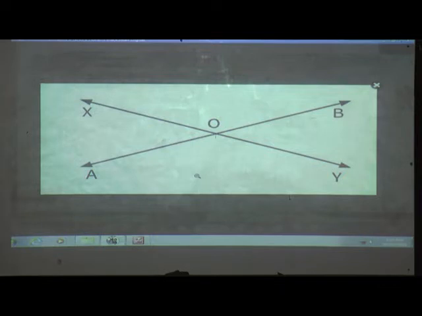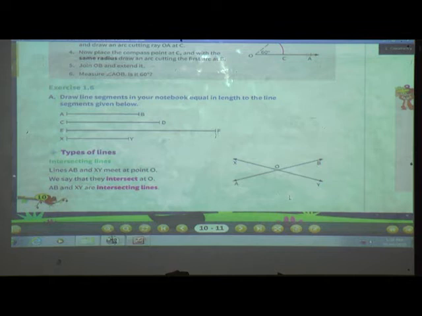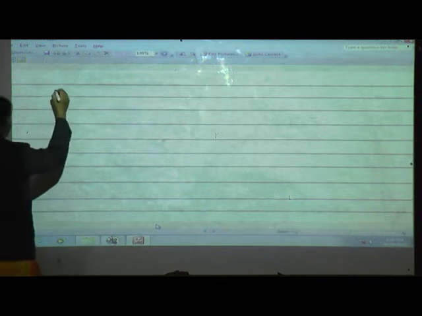See students, what's special about intersecting lines? Will you tell me? Okay, I will tell you. Two intersecting lines meet at exactly one point. Two intersecting lines meet exactly at one point. I will give you another explanation. See, let us look at two pairs of intersecting lines. I will show you two pairs of intersecting lines. First one, see.